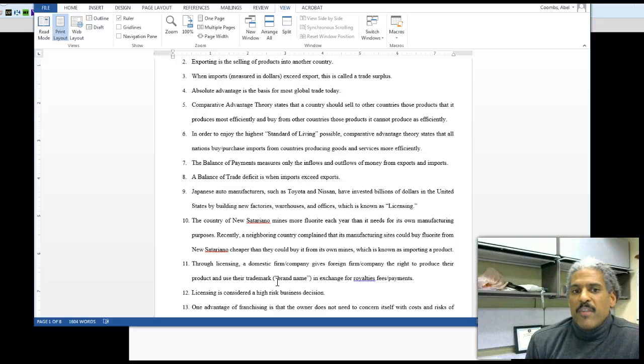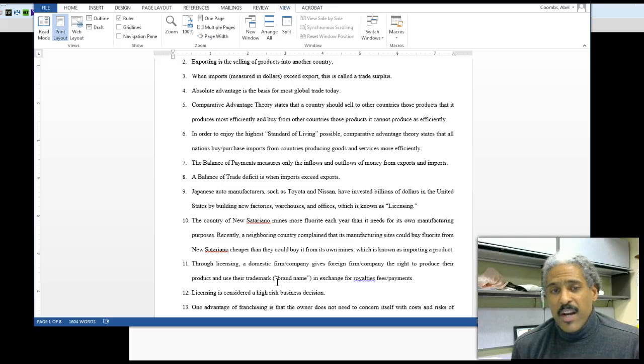4, absolute advantage is the basis of most global trade today. False. Comparative advantage is the basis of trade. Absolute meaning nobody makes it other than you. There's plenty of competition in the world.